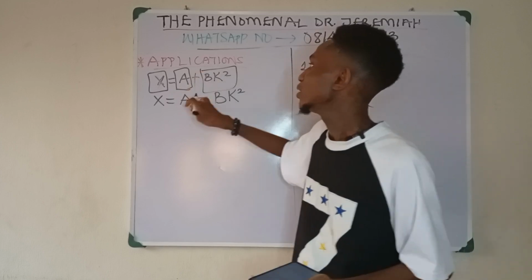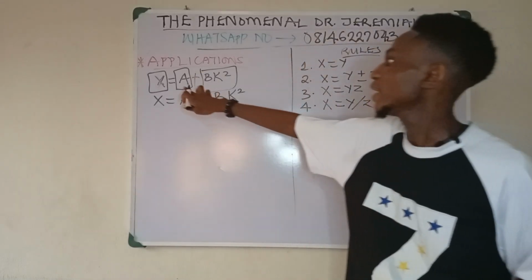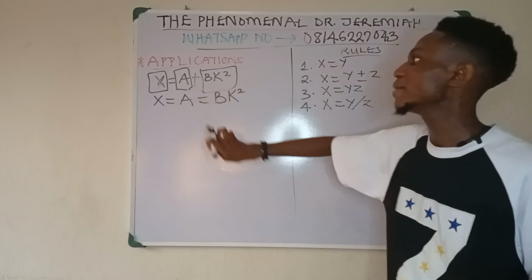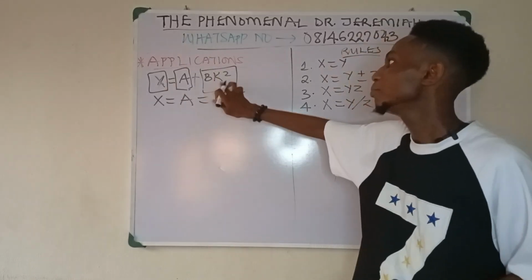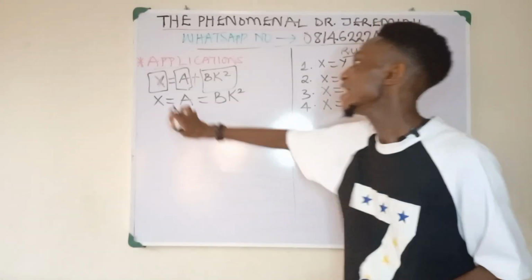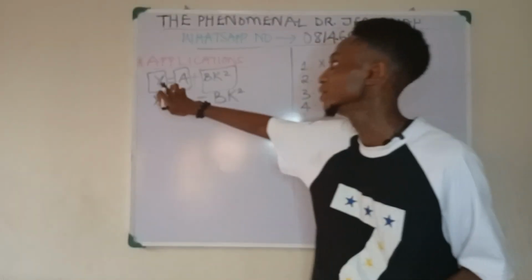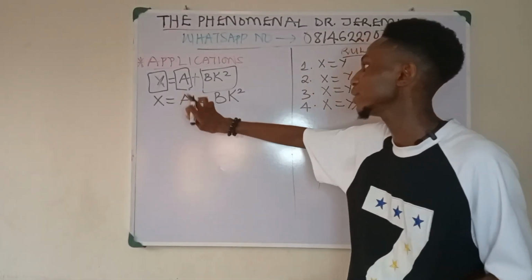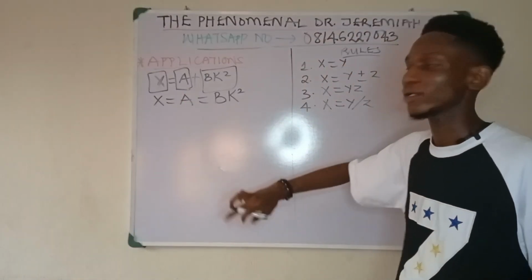Now you see, here we have a plus bk squared. It means that a is a term here. bk squared is also a term here. s is also a term here. We have s equals a equals bk squared.